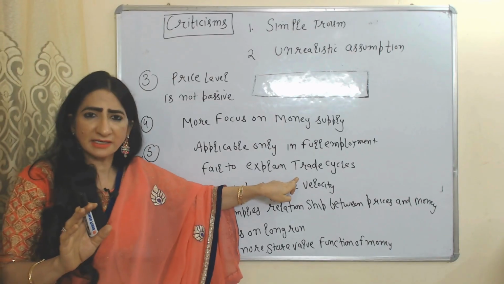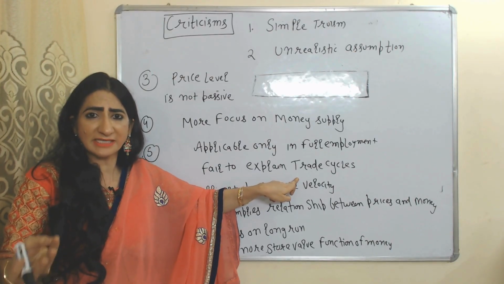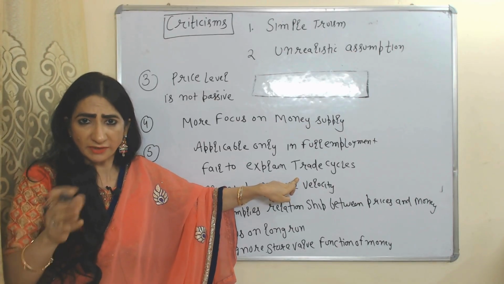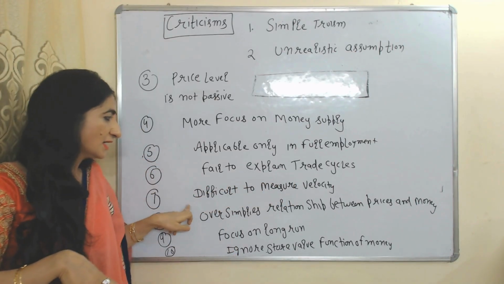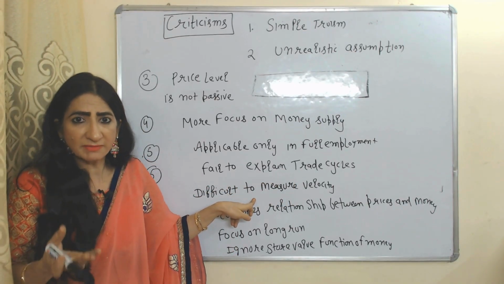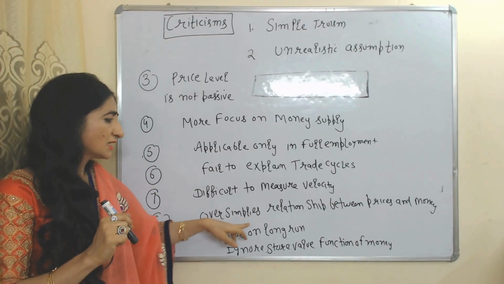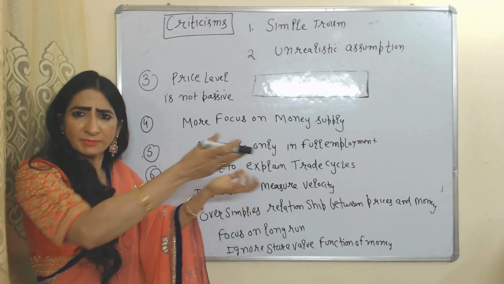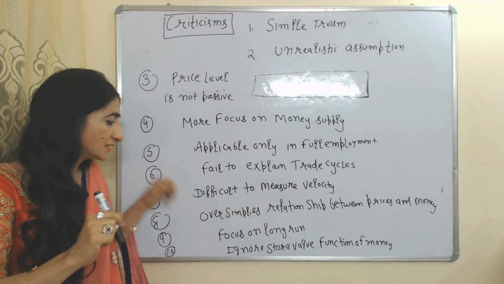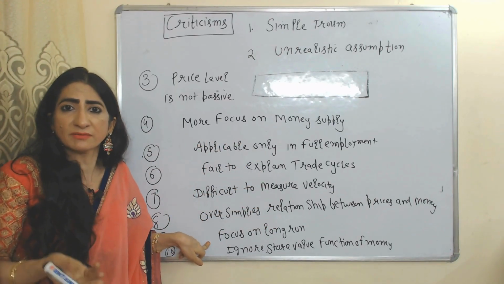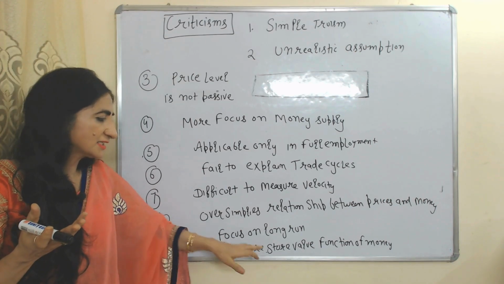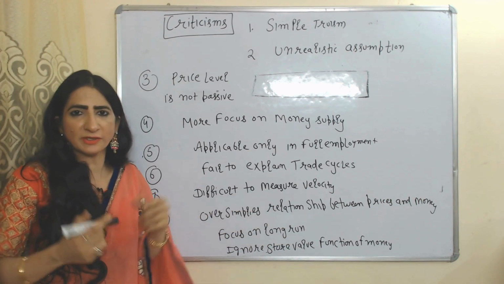This theory is only applicable in full employment, but in the economy there is not always full employment. It fails to explain the trade cycle. This theory doesn't talk about recession, depression, trough. These are also very important. This theory talks about the velocity of money, but in reality it is very difficult to measure the velocity of money. This theory oversimplifies the relationship between prices and money supply. This theory focuses on the long run, but what about the short run? This theory ignores the store of value function of money.